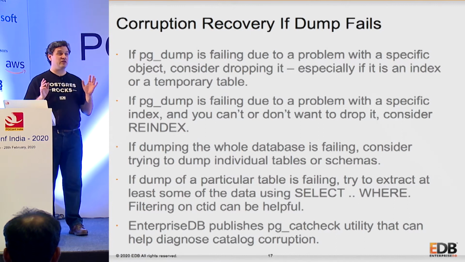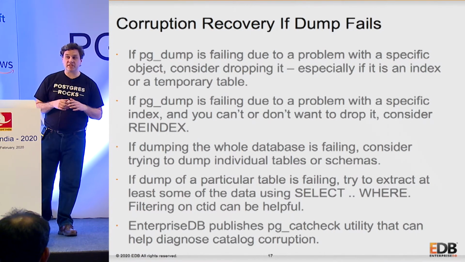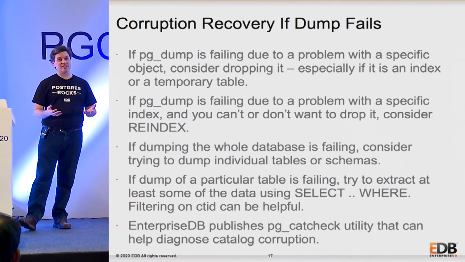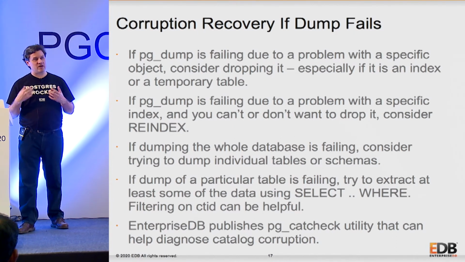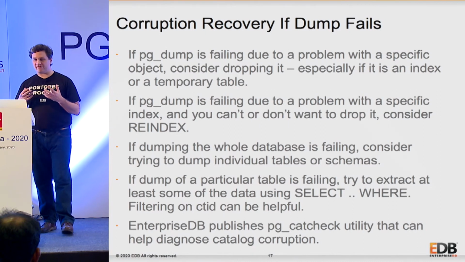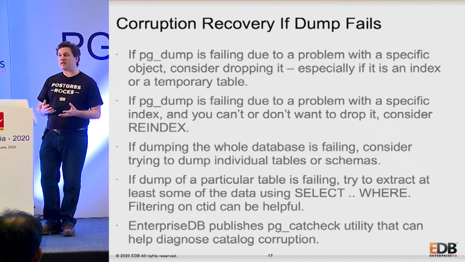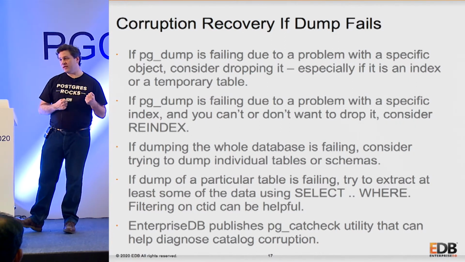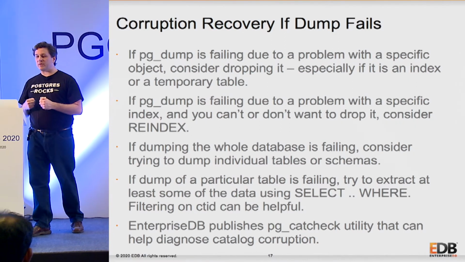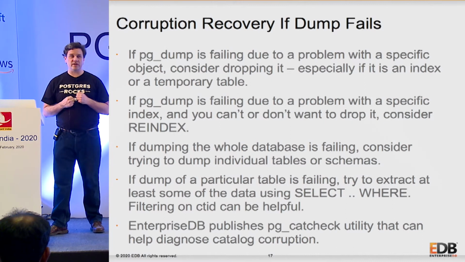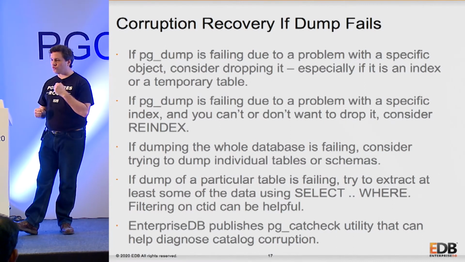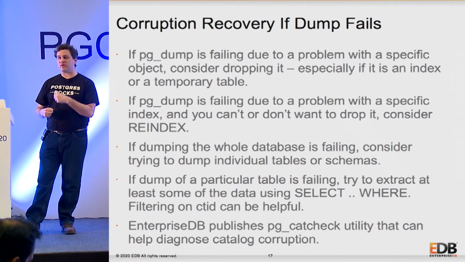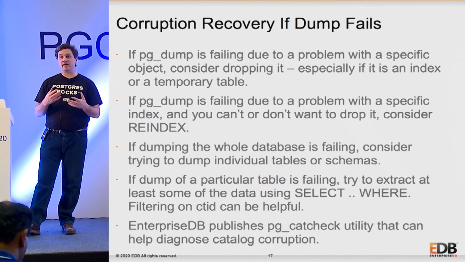This is an extremely common scenario. pg_dump is designed to work on uncorrupted databases. It has sanity checks in it. When you try to use it on a corrupted database, those sanity checks may fail. You have to work around that problem to be able to run pg_dump so that you can get your data out. If it's failing due to a problem with a specific object, one approach you can consider is just dropping that object, especially if that object is something like an index or a temporary table that is maybe not so critical.